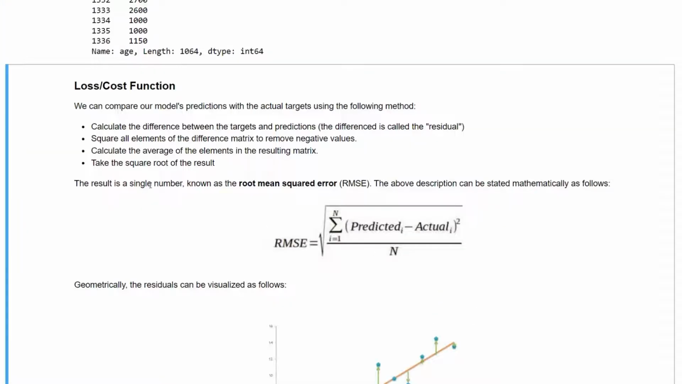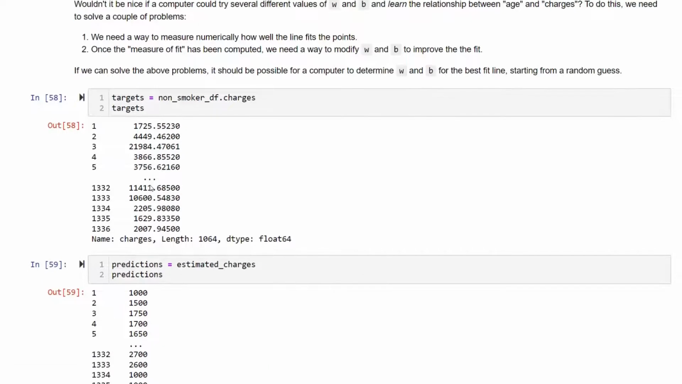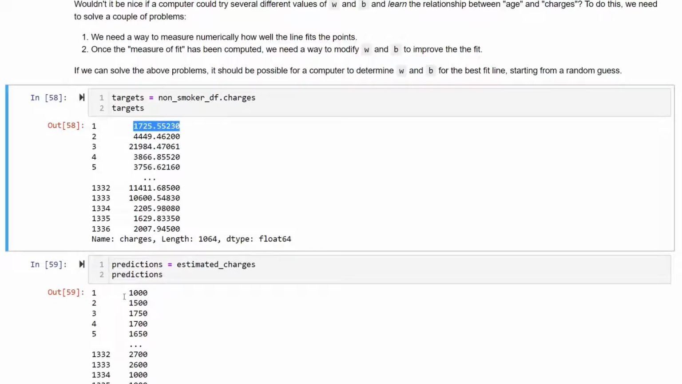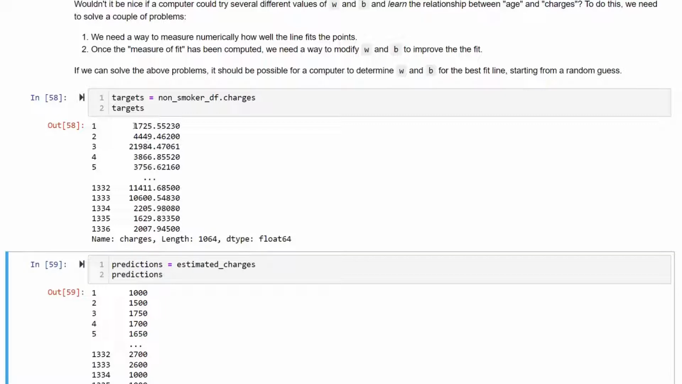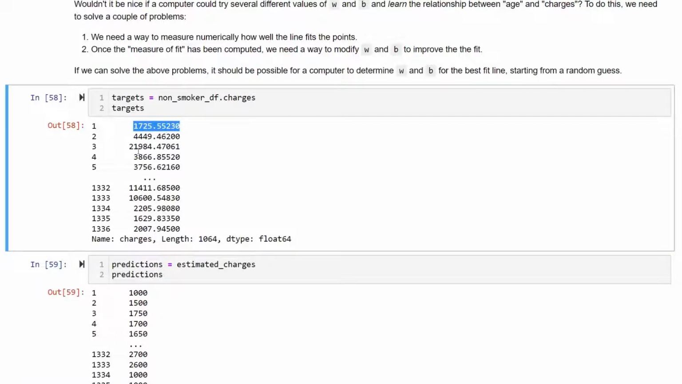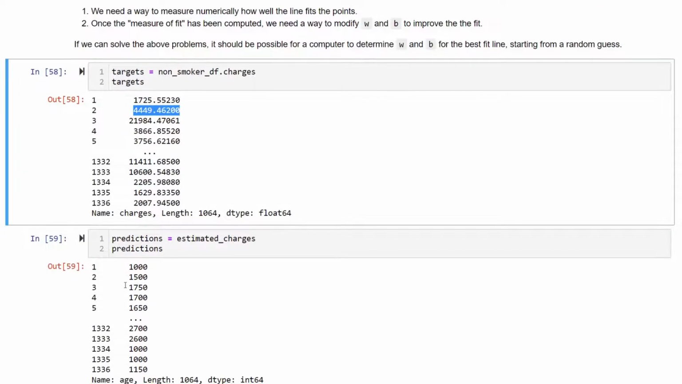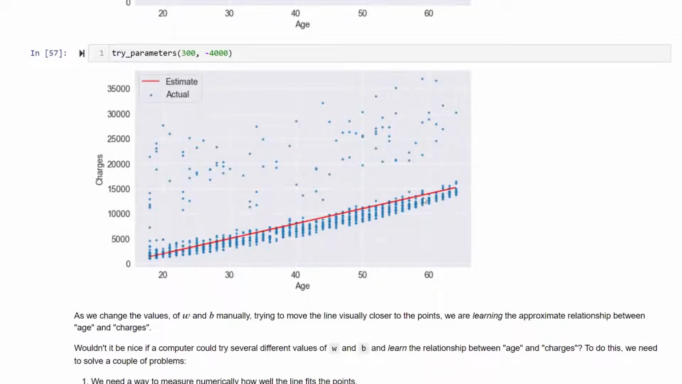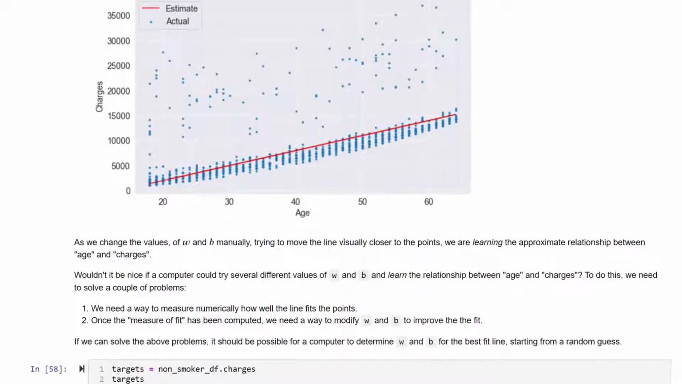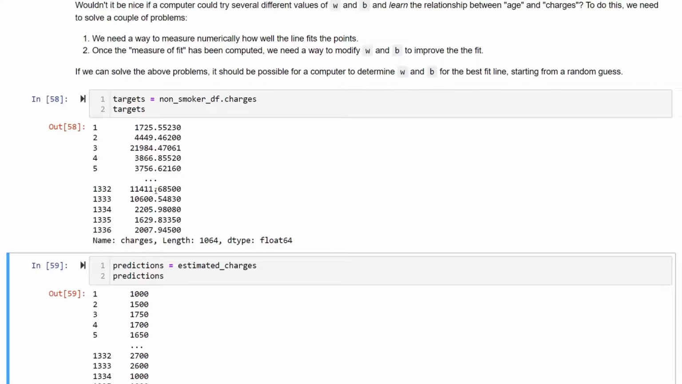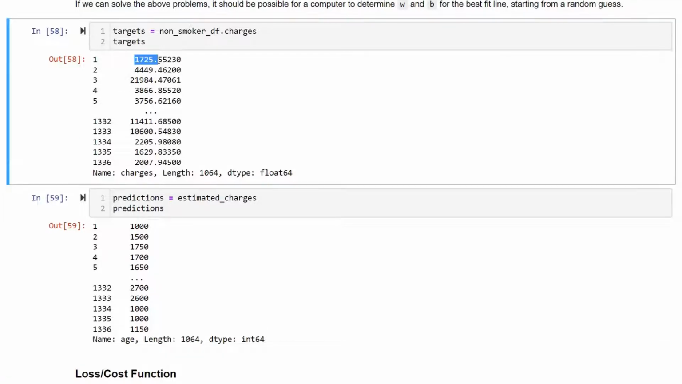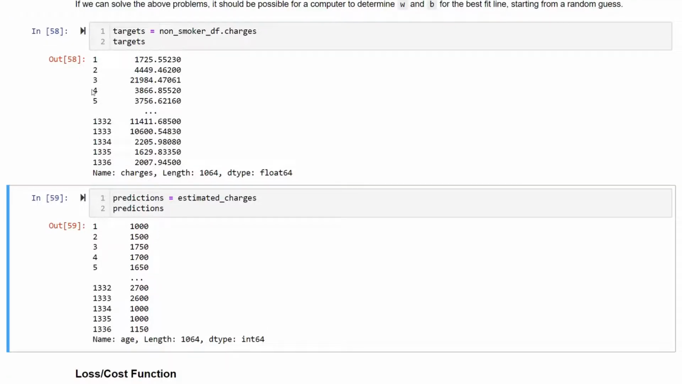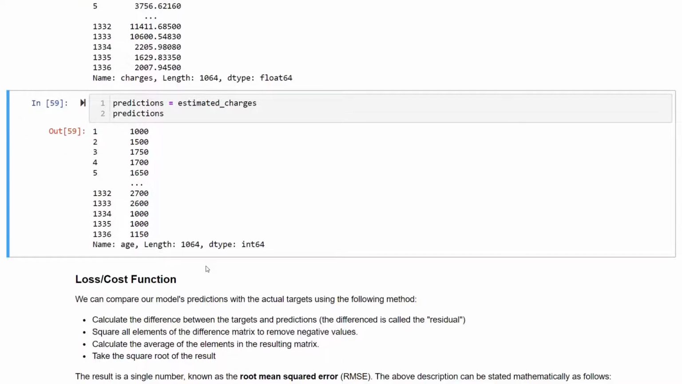These are the target values. These are the estimated values. 1725 was the actual value and 1000 is what we got. We got an error of nearly 725. The second actual value was 4429, and we got 15001. This red line indicates the predicted values and the blue dots indicate the actual values. We got an error: the actual value was 1725, and what we predicted was 1000, so there is an error of 725. That error we will consider as the loss or cost function.